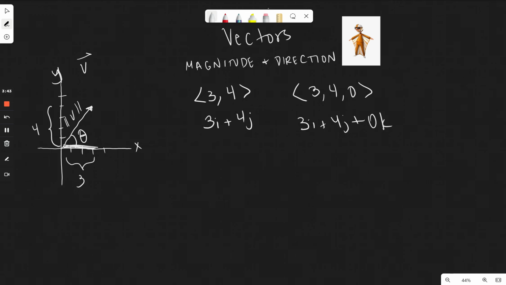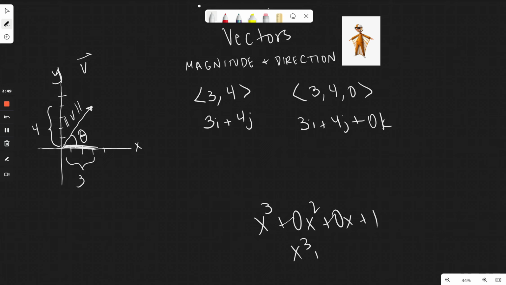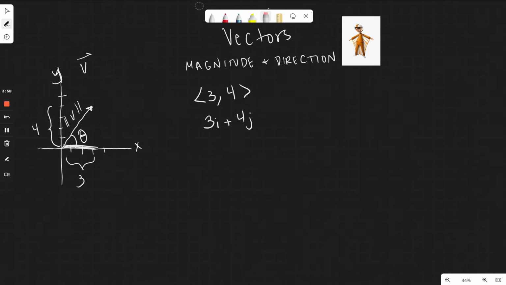But when we have a polynomial like this, we don't ever write the zeros, right? We just write this. So that's why we don't even need to say this, because there really is no z dimension. Okay, so yeah, I just wanted you to know that if you see that, that's because it's a three-dimensional vector.